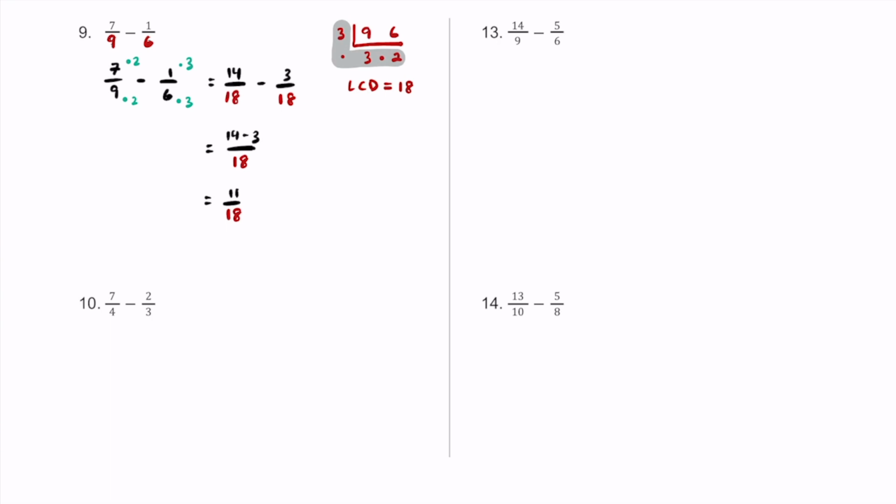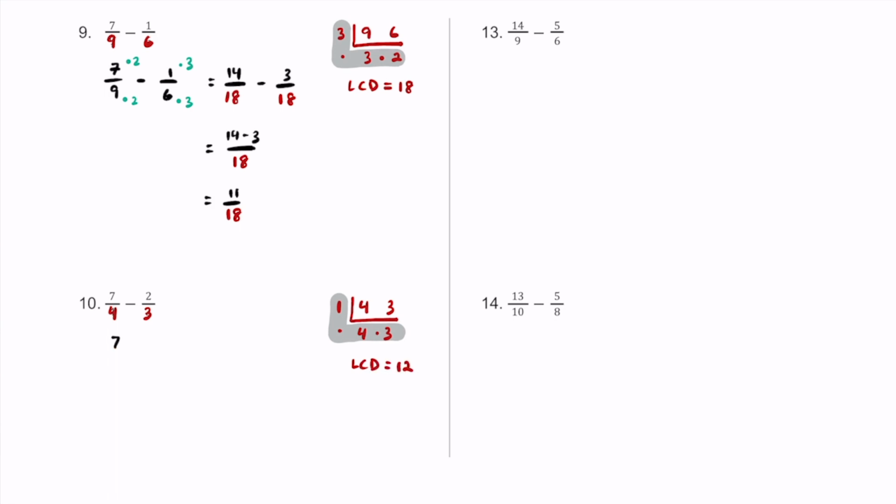Moving on, if we take a look at number 10, we have fourths on the bottom, 7/4, and then we have thirds, so 2/3. When do 4 and 3 meet for the first time? Well, 4 and 3 are relatively prime, or their GCF is 1, so we can just multiply these outside numbers, 1 times 4 times 3, or just 4 times 3, right? And so we're going to find out that the LCD is going to be 12 here.